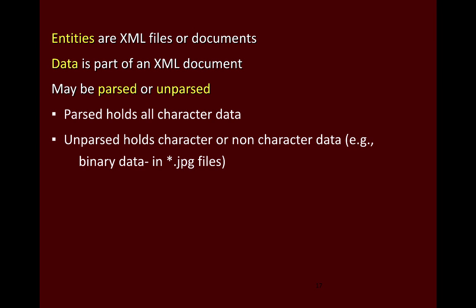So a bit of terminology. Entities are XML files or documents, and they are called entities. Data is part of the XML document, and you may have data which is parsed or unparsed. Parsed will hold character data, for example, data that follows the English alphabet. And then you have unparsed data, which is non-character data or binary data, like if you look into a JPEG or some image file, right? That's unparsed data, the binary data.